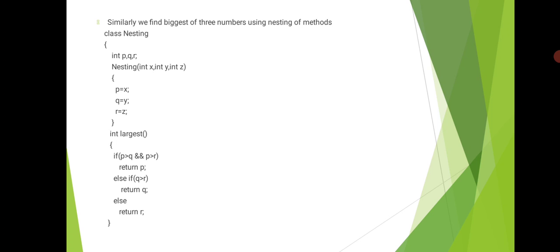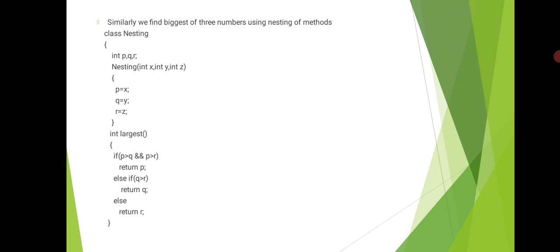So first the if statement will check whether P is greater than Q and P is greater than R. If both conditions are true, it will return the P value, because P is greater than Q as well as greater than R. Otherwise, if any one condition fails, it will move to the else part. So in that else part we check another condition, Q is greater than R. If it is true it returns Q, otherwise it moves to the else part and returns R.